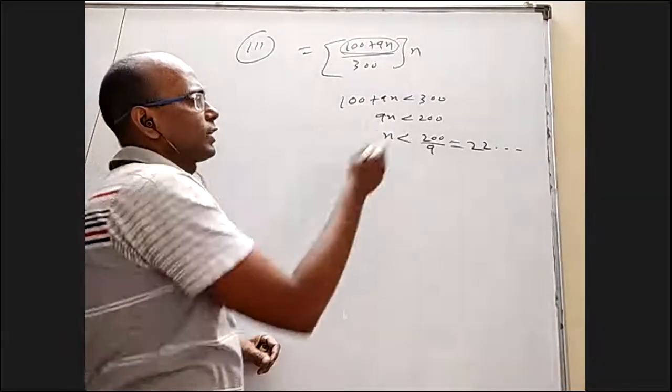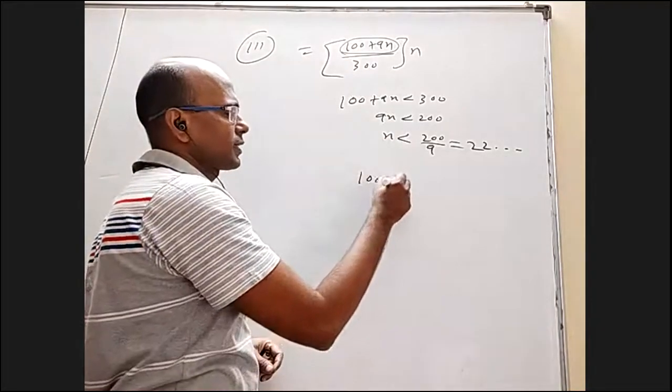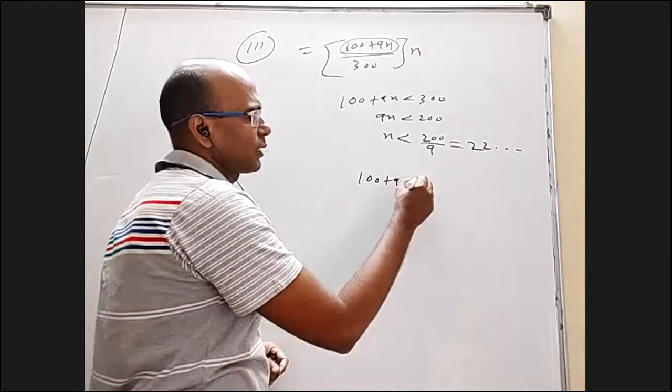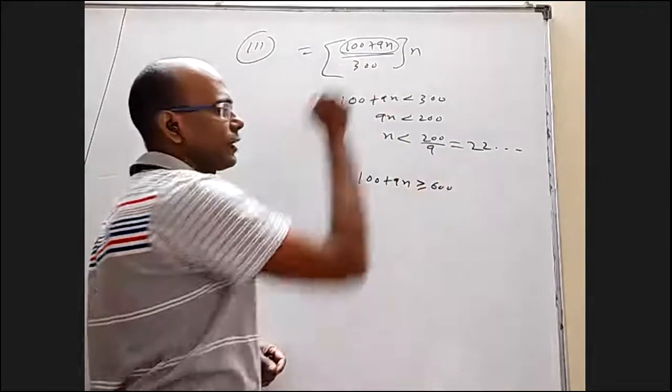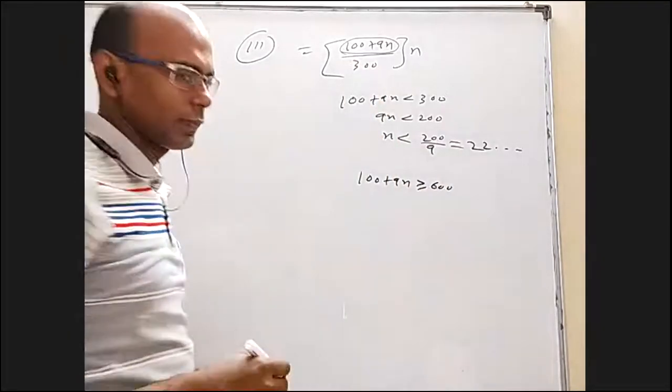All right. So let us check for the next possibility, that is, when 100 plus 9n will be 600 or more, so that it will attain 2. Let us find that also.